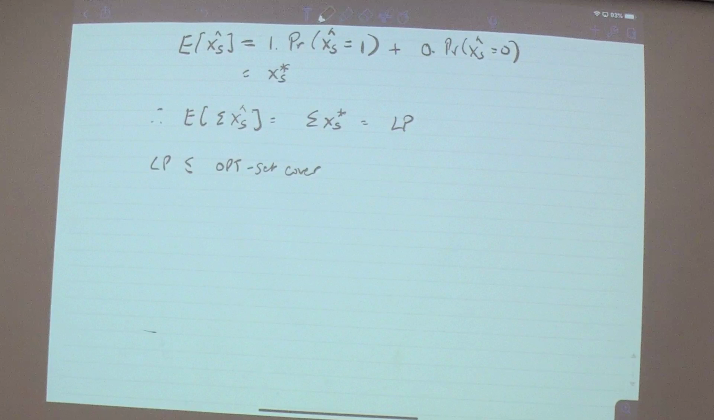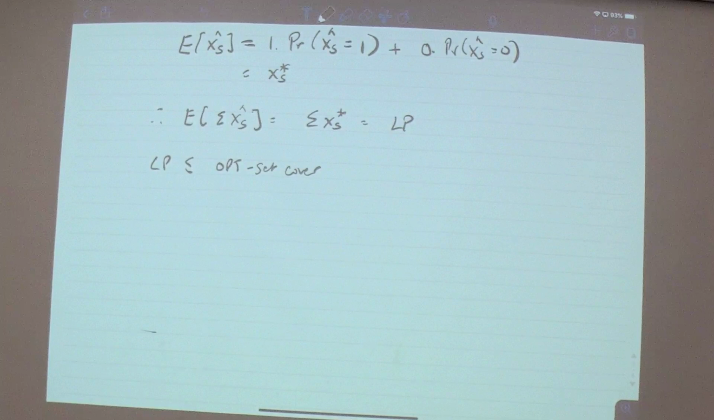You're frowning, Vivek. Like, what the heck? That was your reaction when I said that. So this is a very good thing. We have shown that the expected number of sets we pick is very, very good. It's small because it links to the LP. This has been our goal all along, to link the integer solution we get to the linear programming solution we get.